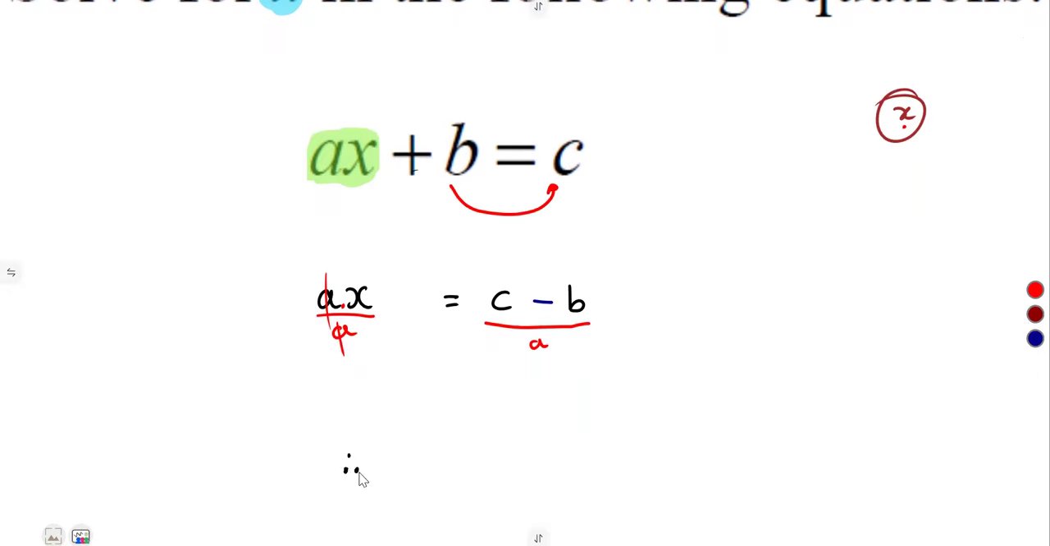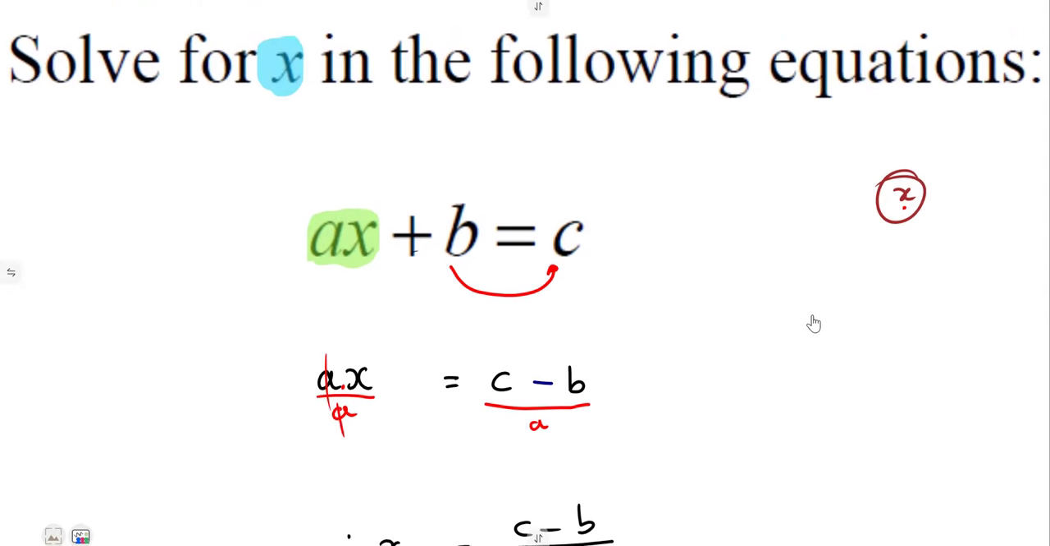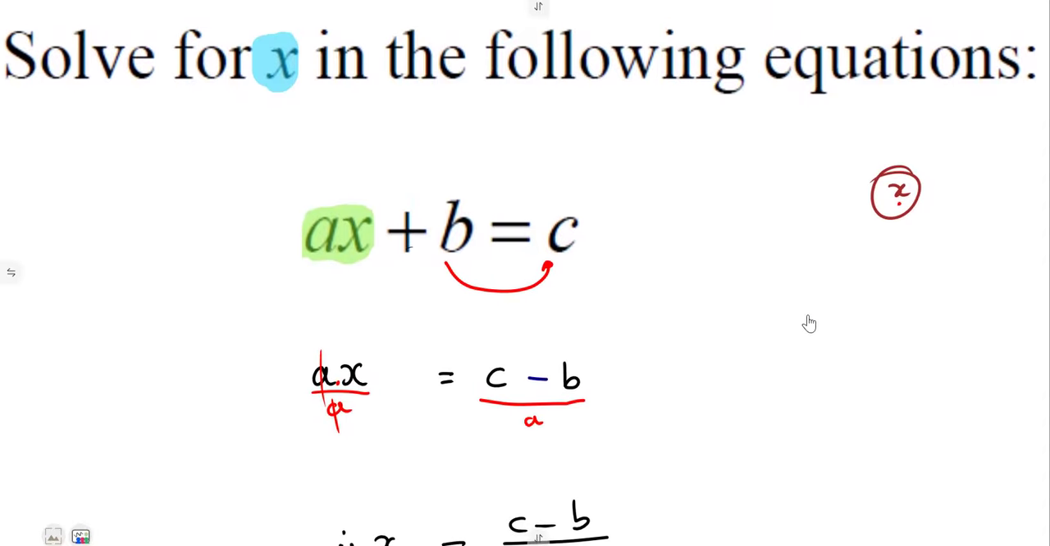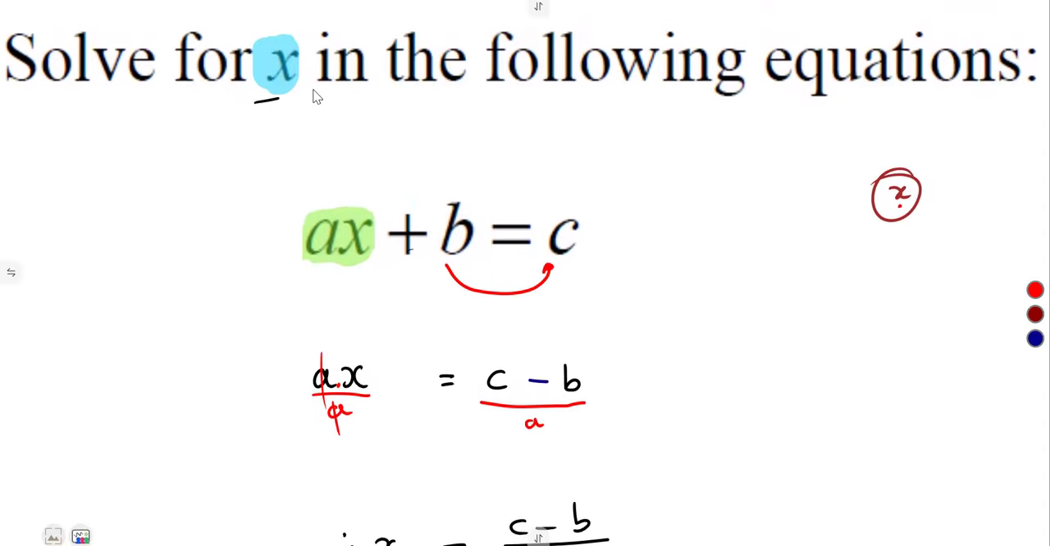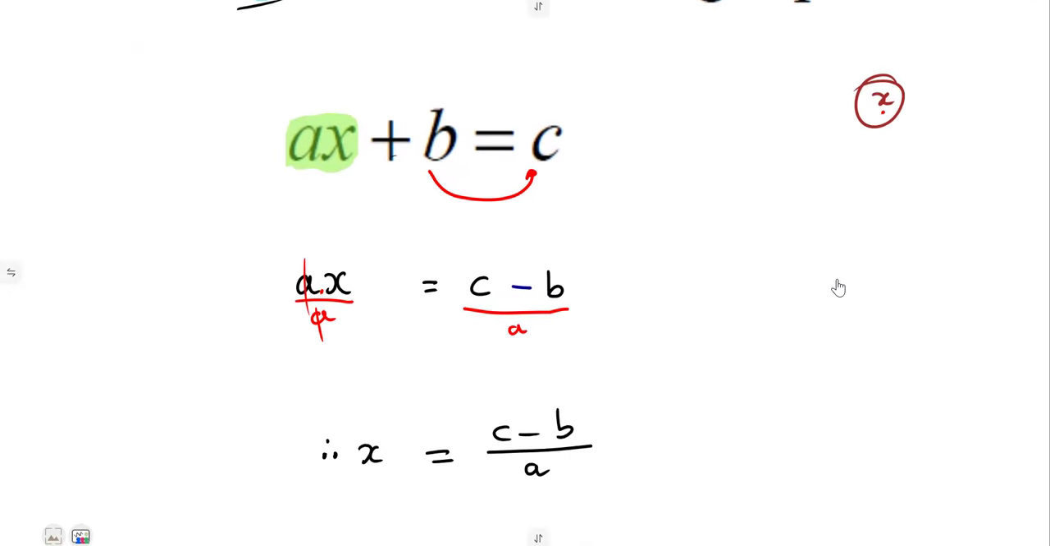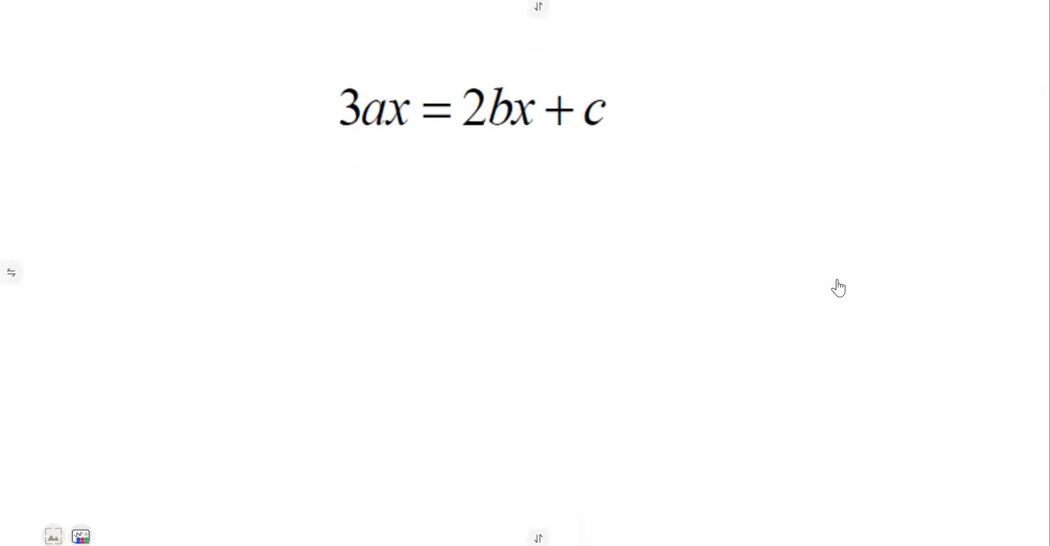Product, division. So therefore x is equal to what? C minus b, everything over a. You have made x the subject. You have solved for x. It was an advantage on the left-hand side as it is, because it's already positive. Leave it as it is. So like I said, all these questions that we are going to have for now will be solve for x. All right. Another one, solve for x.